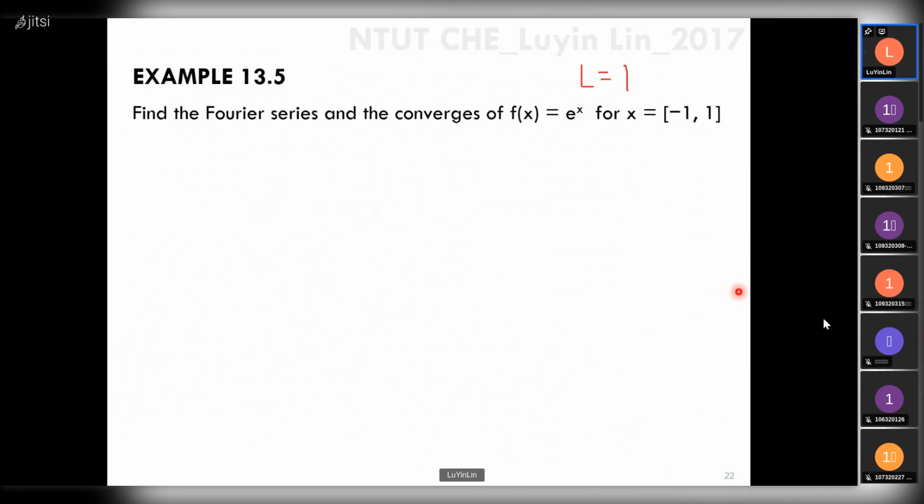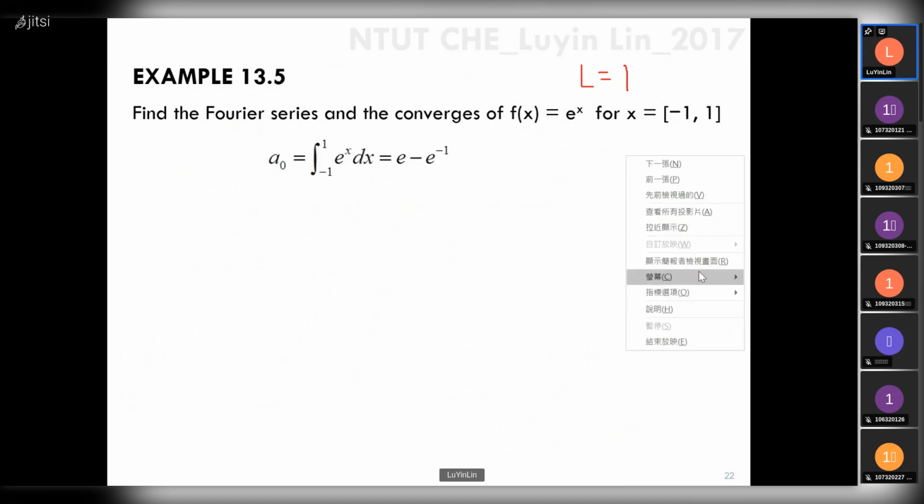Okay, L equal to 1. Let's see. First, find the Fourier series. So find the a0. You just put the f of x inside, ranging from -1 to 1. Do the calculation, and you have this one.